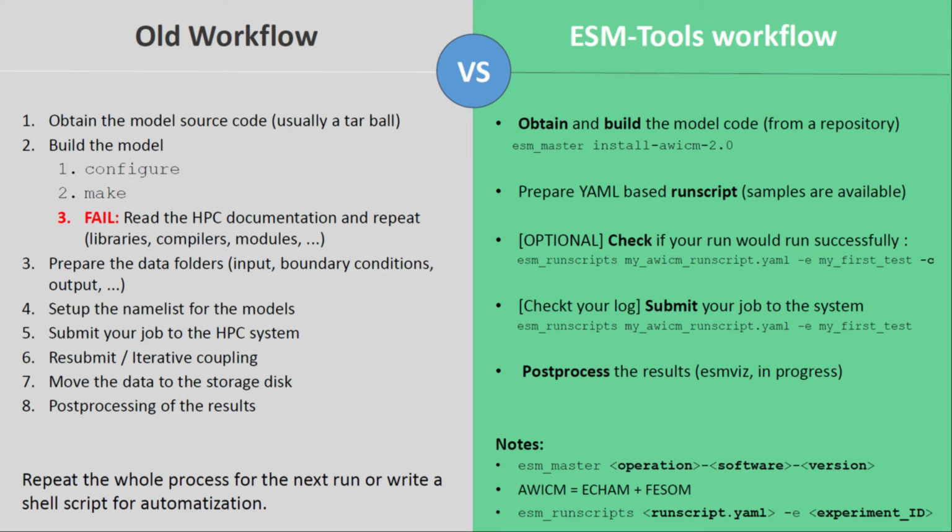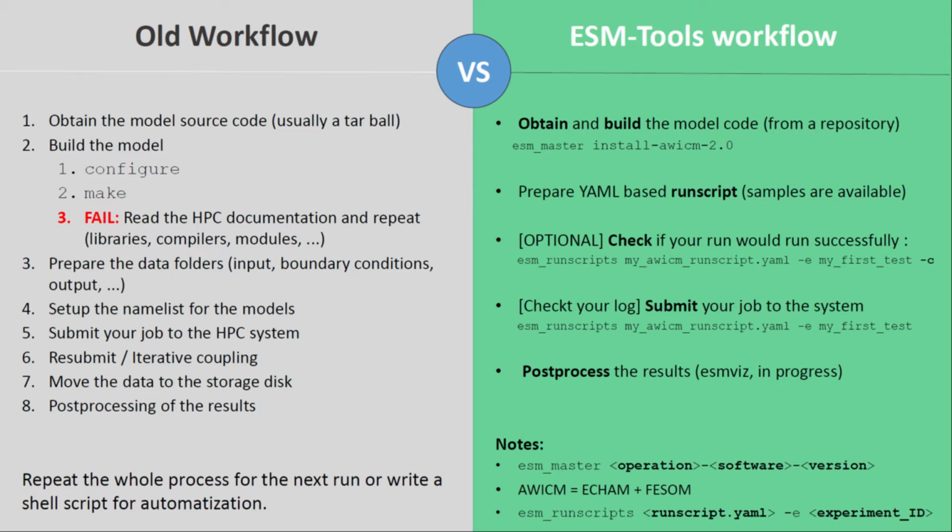Of course, this set of operations is quite tedious to do manually, so many people rely on shell scripts for the automatization. But with the ESM tools, what we do is that you only call the command esm_master, and suppose that you would like to run AWICM, which is the couple of ECHAM and FESOM. Basically, all you do is that you say esm_master install. So install is basically get, configure, and build operations. It's a shortcut. Then you give the model name.